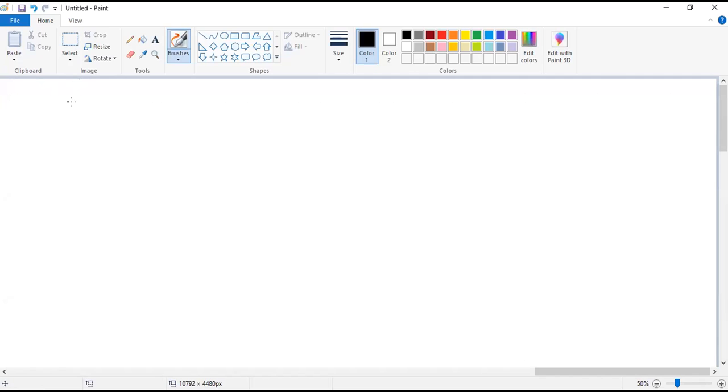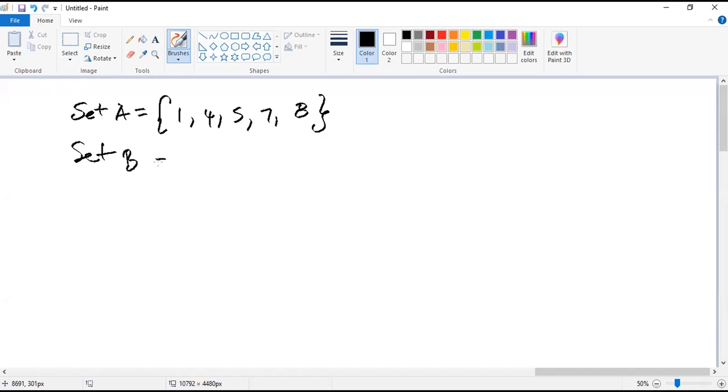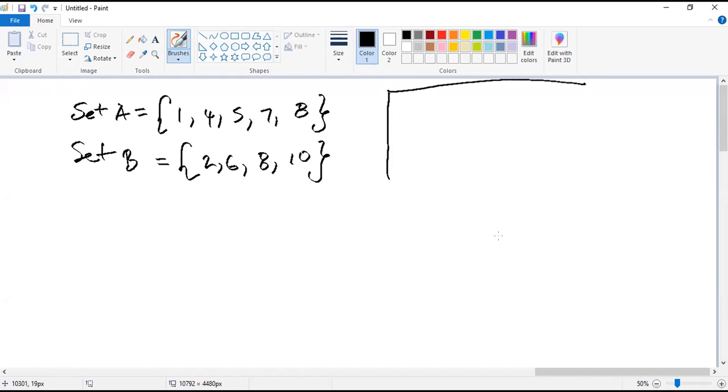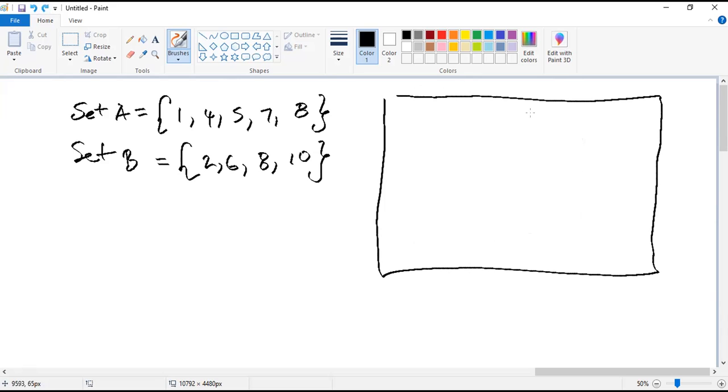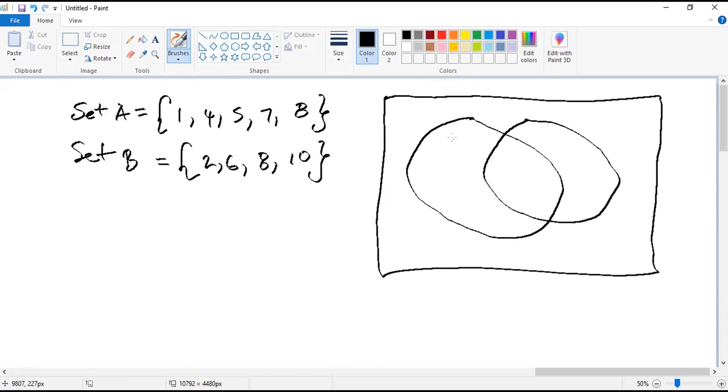So it said that set A is equal to 1, 4, 5, 7, and 8. And set B is equal to 2, 6, 8, and 10. And then we'll have a Venn diagram now. Hopefully I can draw it good enough. Worst Venn diagram ever. All right, let me try it again. That looks like a flag, but that works. Not the best circle, but this works. So the intersection, which is where they overlap, we have 8.